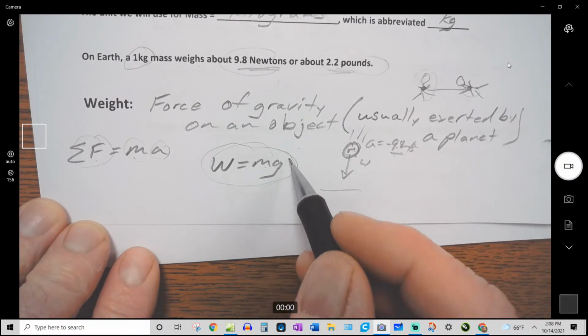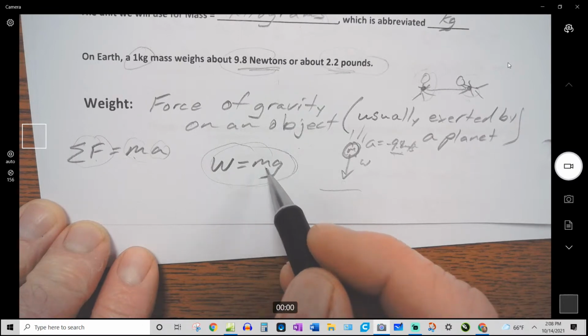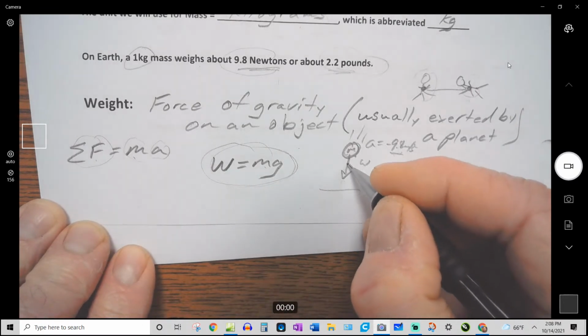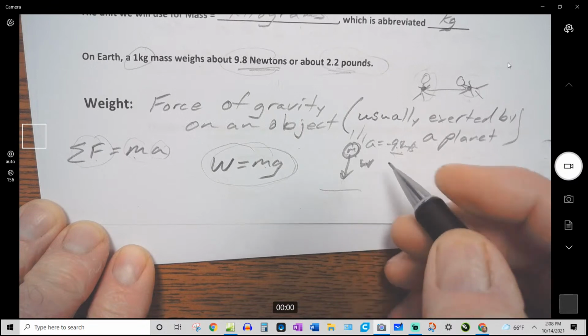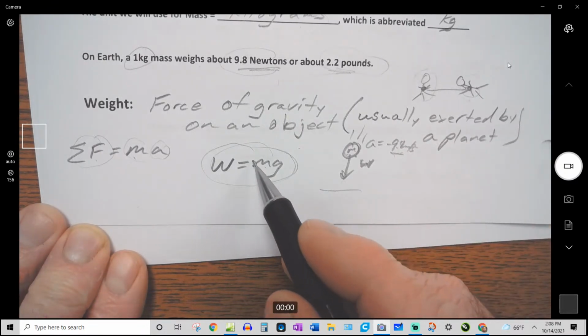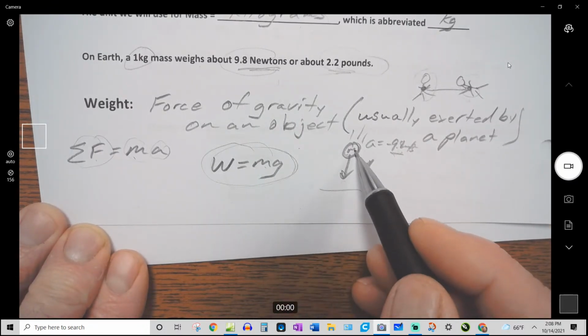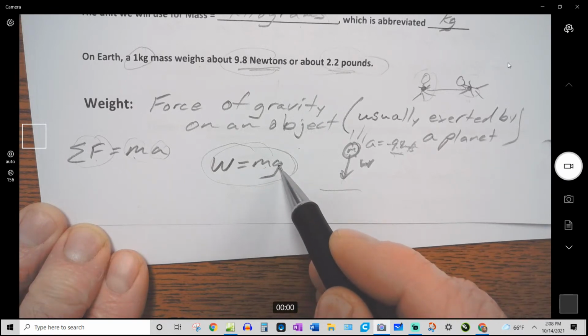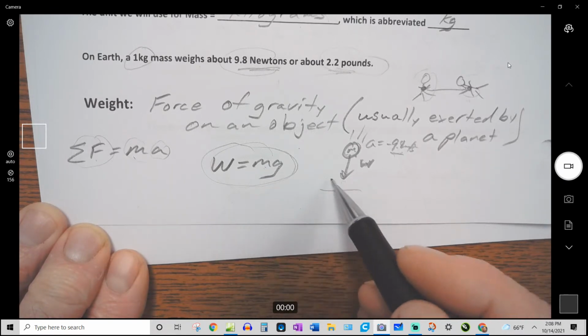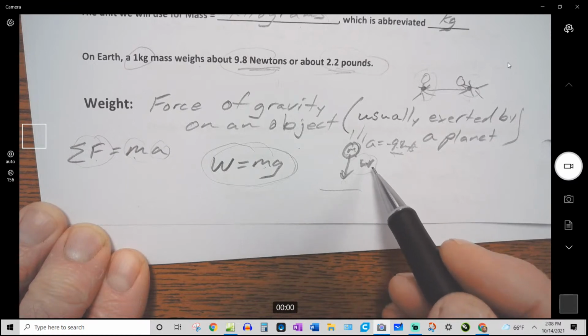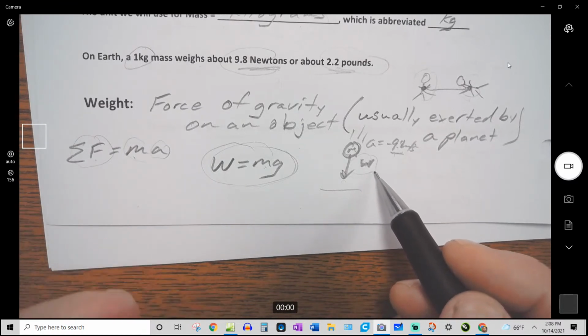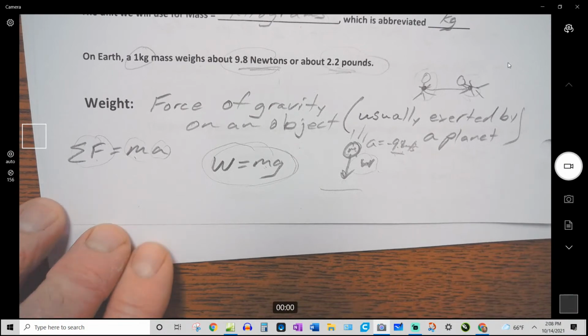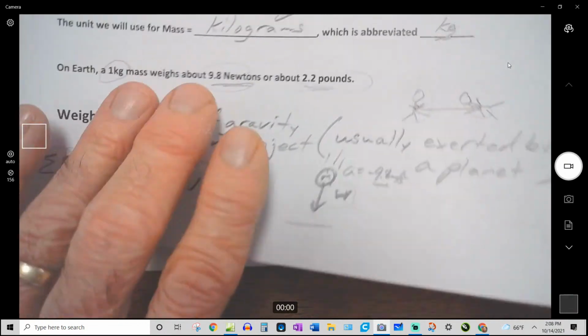This isn't negative. This is a positive number because we'll have an arrow showing that weight is downward. So if this is 1 kilogram, this would be 1 kilogram times 9.8, so it would be 9.8 newtons. And then I would say 9.8 newtons downward. And if I put it in a formula, I would say it's negative 9.8 in an equation. That's how weight works.